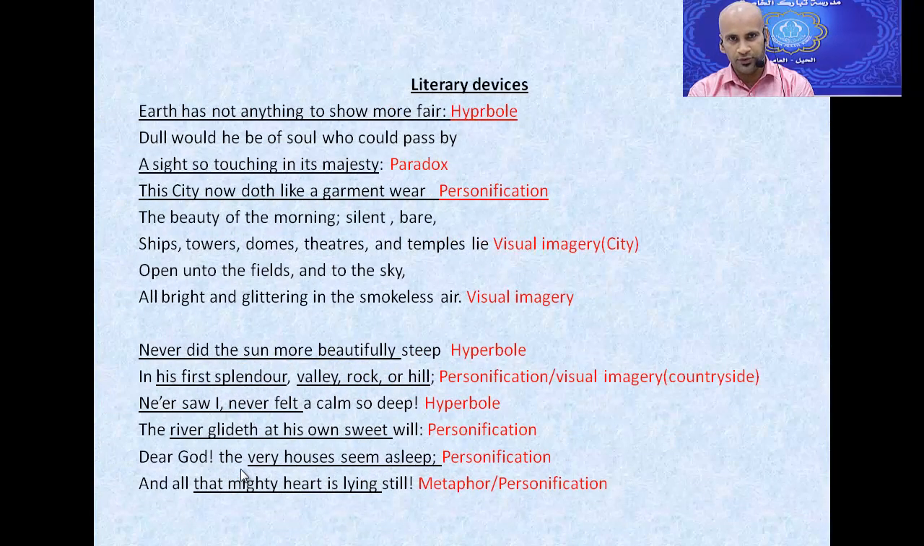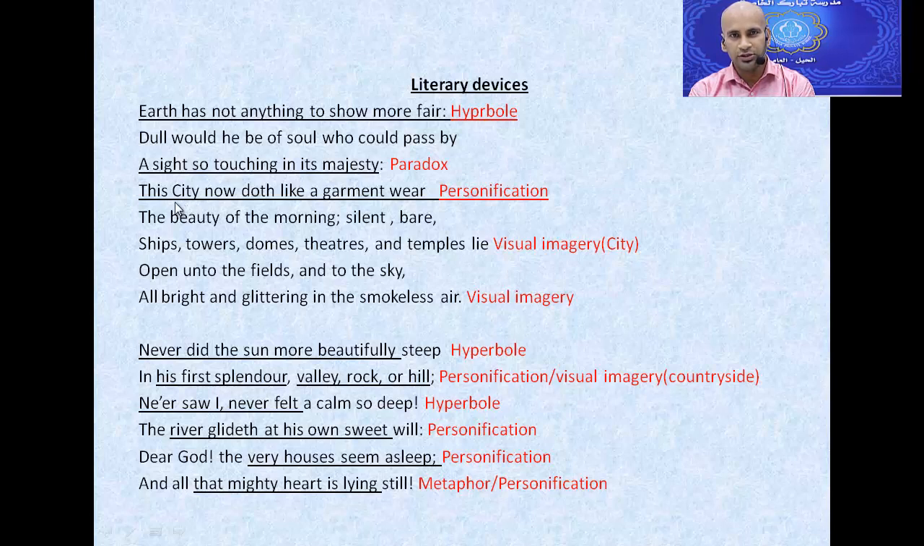Now, let's go through the literary devices. See the first line, "Earth has not anything to show more fair." This is a hyperbole. It's an exaggeration that earth cannot show anything more beautiful, because this is the most beautiful sight. And the third line, as we discussed, "a sight so touching in its majesty" is a paradox. It's a contradictory statement which brings two opposing ideas of touching and majestic scenes together.